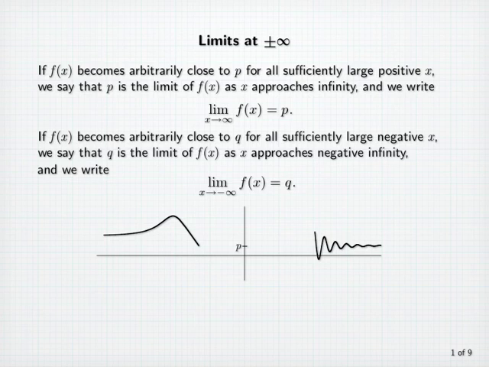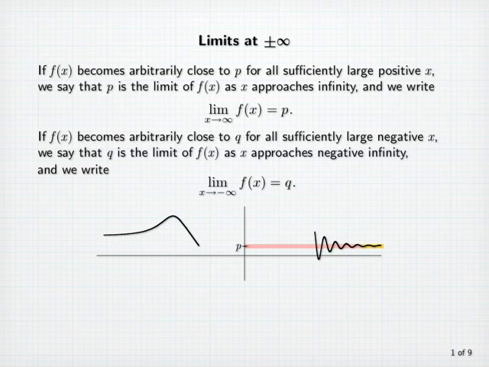The number p indicated here is the limit of f of x as x goes to infinity. Notice that an open interval centered at p corresponds to a horizontal strip in which the graph lies for all sufficiently large positive x. This remains true as the width of that open interval, and thus the width of the strip, decreases.